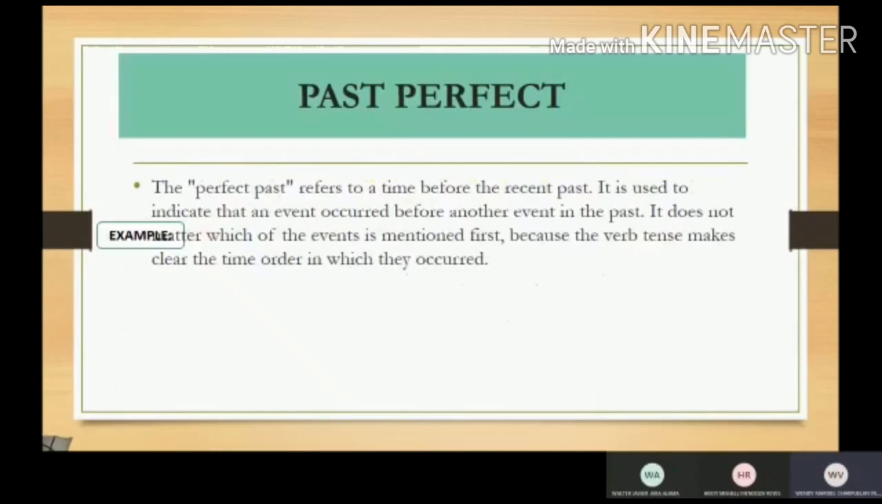Past perfect. The past perfect refers to a time before the recent past. It is used to indicate that an event occurred before another event in the past. It doesn't matter which of the events is mentioned first, because the verb tense makes clear the time order in which they occurred.